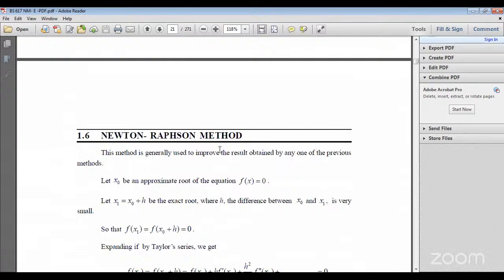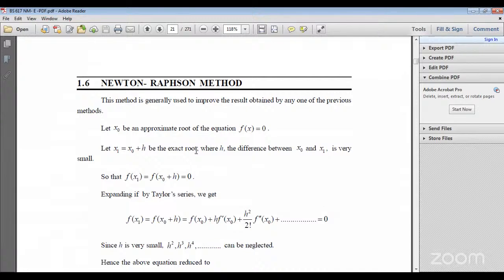Then the Newton-Raphson method. This method is generally used to improve the results obtained by one of the previous methods. Let x0 be an approximate root of the equation. x1 is equal to x0 plus h, the exact root. The difference between x0 and x1 is very small. f of x1 is equal to f of x0 plus h is equal to 0.